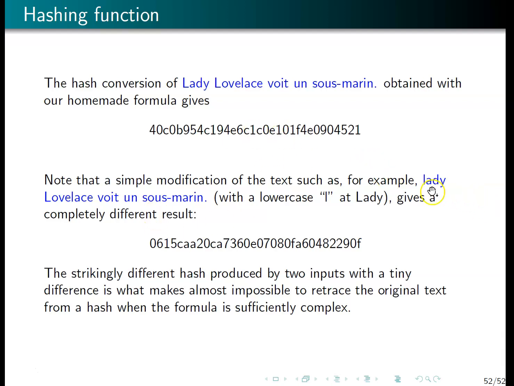If I write Lady Lovelace with a small l at Lady instead of a capital L, then the resulting hash is completely different because of the rotation index. So the initial matrix is almost the same. So when we XOR the different lines, we get approximately the same result. But here, since the sum of all ASCII numbers is not the same, the rotation index will be different. And this is what gives us a completely different hash output. So this is how a hashing function typically works.